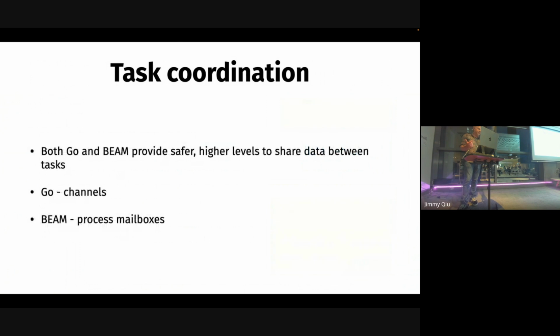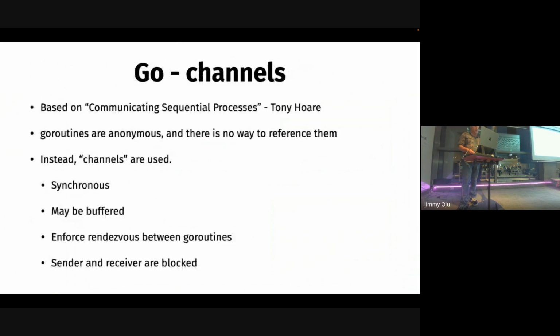So both the runtimes give you a safer, higher-level way of working with them. In Go, you've got channels, and in Beam, you've got process mailboxes where you can send messages. Go channels are based on CSP, or communicating sequential processes. Goroutines are anonymous, so you can't directly reference them. Instead, you have a channel, so you have to create a goroutine and give it a reference to a channel somehow. A channel is synchronous, so if you put something in, it's got to be received at the other end, so they'll block unless you've got both the sender and the receiver ready to go.